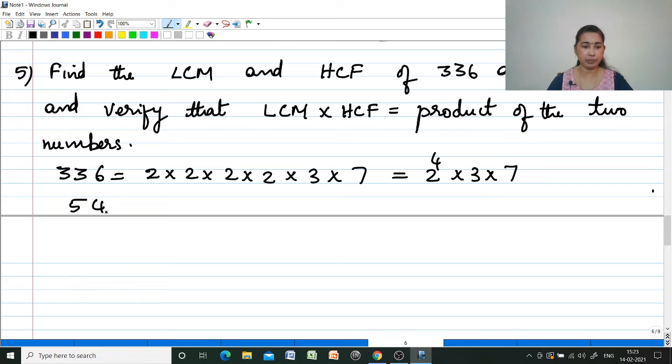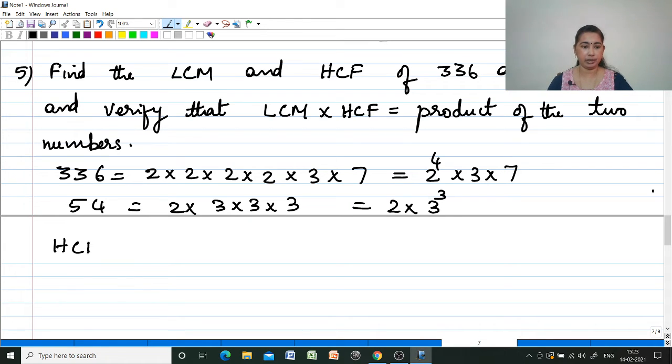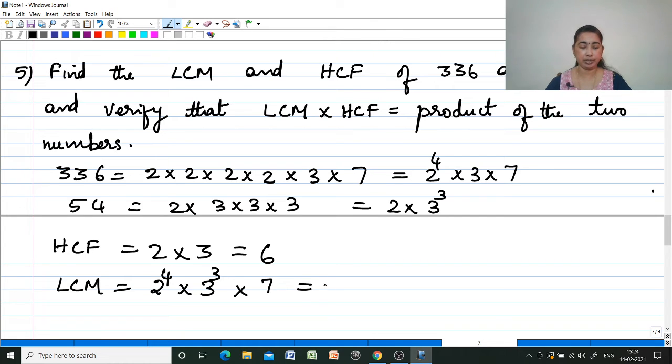And 54 can be written as 2 × 3 × 3 × 3, that is 9 × 6 is 54, or that is 2 × 3³. And what is HCF? Common in both is 2, and 3 is common in both, so 2 into 3 is 6, the HCF. And LCM is 2 raised to 4, 3 raised to 3, taking the maximum values, into 7. That is equal to 3024, the LCM.